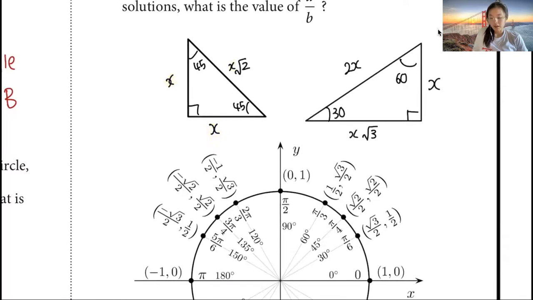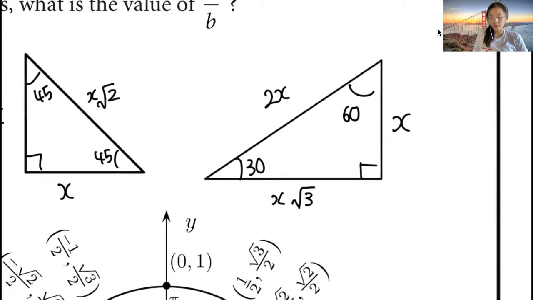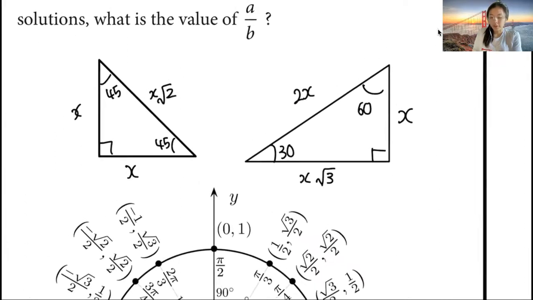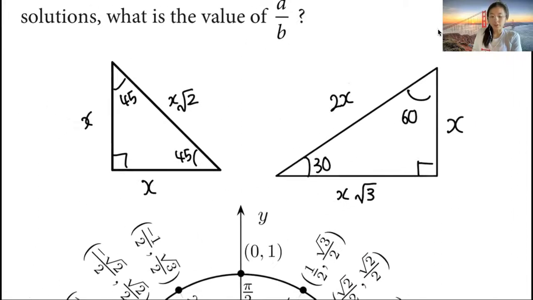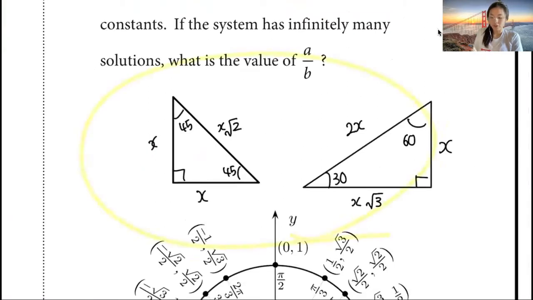Okay. And the same applies for this 30, 60, 90 triangle. These are the ratios. And these are given at the beginning of the math section, but it's better if you memorize them because you will encounter these a lot. So how would we use this knowledge to figure out the angle?